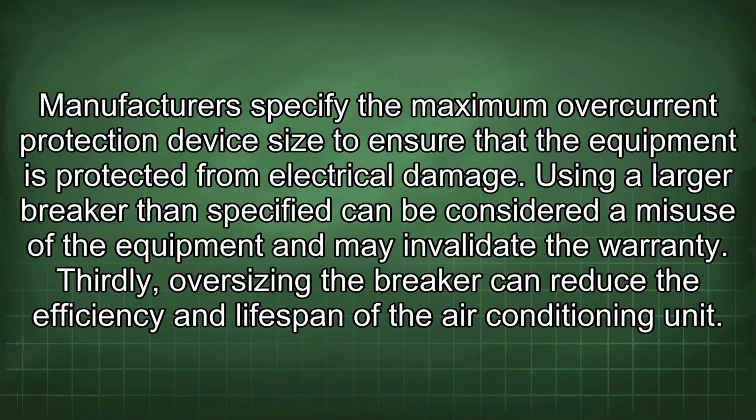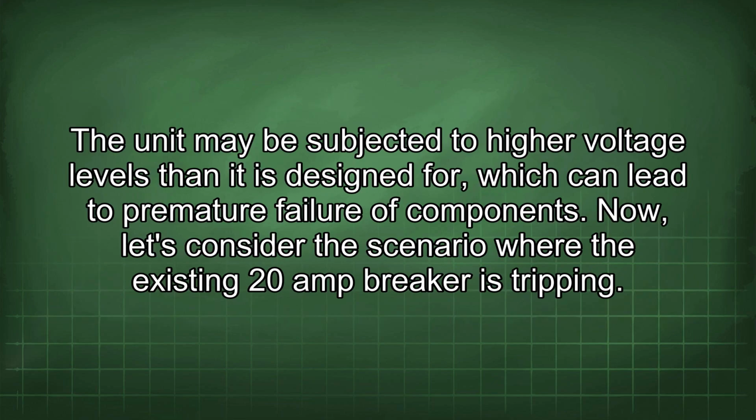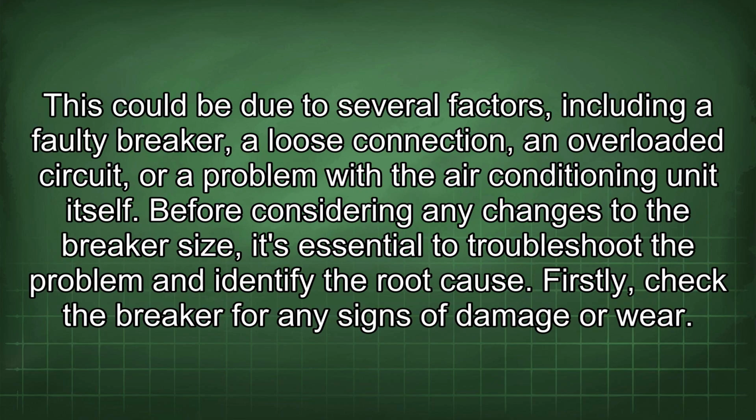Thirdly, oversizing the breaker can reduce the efficiency and lifespan of the air conditioning unit. The unit may be subjected to higher voltage levels than it is designed for, which can lead to premature failure of components. Now, let's consider the scenario where the existing 20 amp breaker is tripping. This could be due to several factors, including a faulty breaker, a loose connection, an overloaded circuit, or a problem with the air conditioning unit itself. Before considering any changes to the breaker size, it's essential to troubleshoot the problem and identify the root cause.